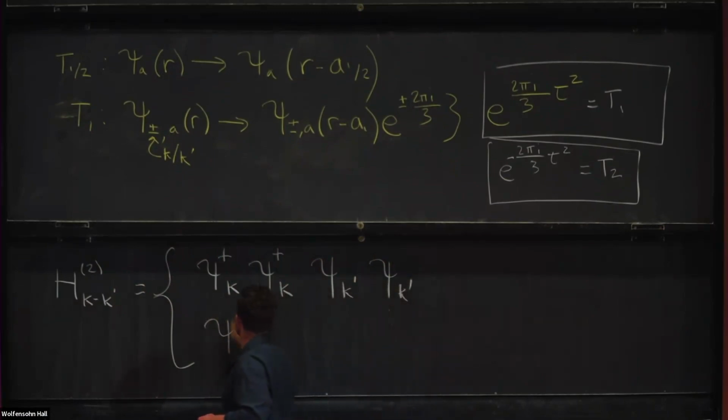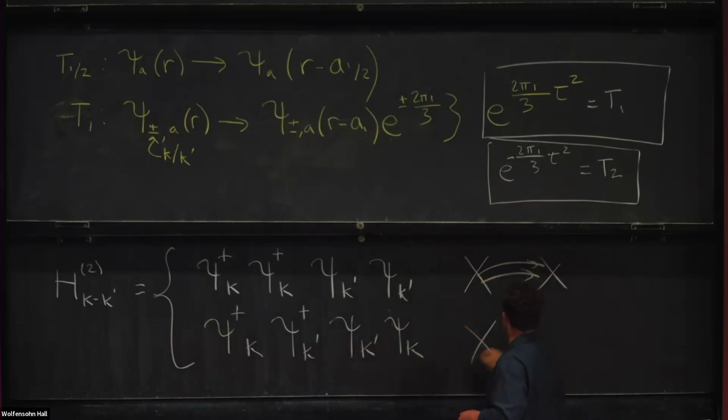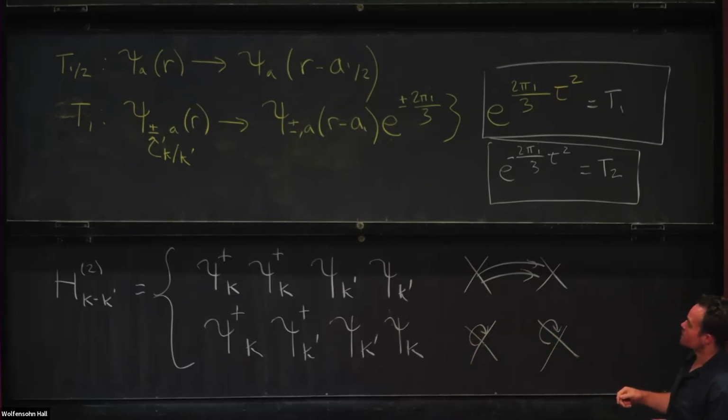And the other sort would instead be a scattering term, psi K prime, psi K. So if I was to draw a picture of these 2 terms, this type of term takes 2 electrons and scatters them between the 2 valleys, whereas this type of term takes 1 electron, it scatters it within one valley and scatters it with another valley, but there's no net transfer of electrons from one valley to the other. So now we can ask, now that we know that T1 and T2 act as a 2 pi over 3 rotation on these fields, which of these is allowed?